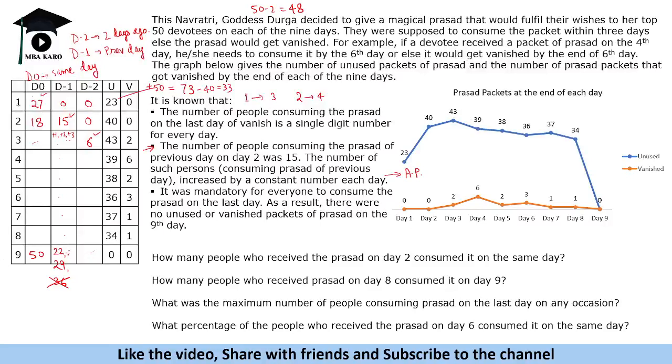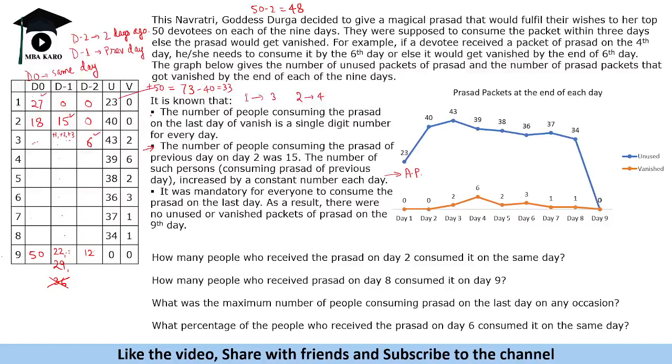Now, suppose 22 people consume the prasad of the previous day. That means 12 more people who received on the 7th day should consume it. Right? Because this total should be 34. 50 new people receive it, so 84. Out of 84, 50 again go away, so that is irrelevant. When the 50-50 is removed, 34 have to eat the prasad. These 34 people have to eat on the last day. So if we take 22, it will be 12.